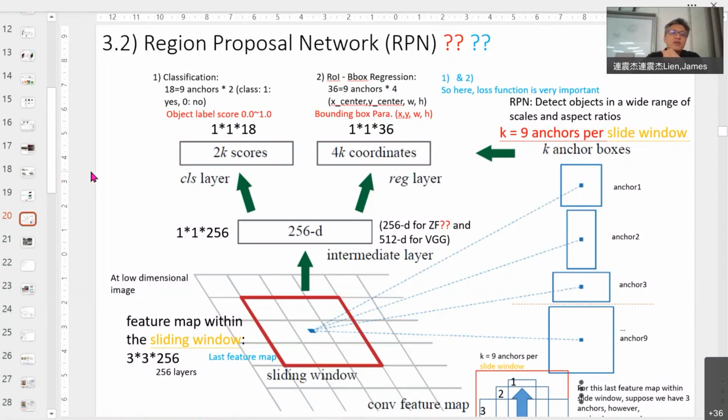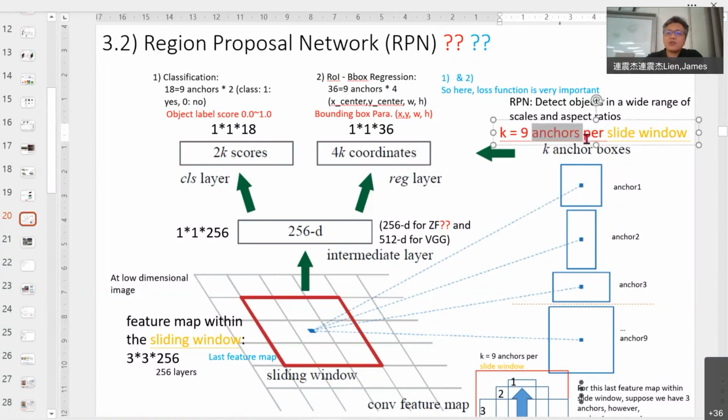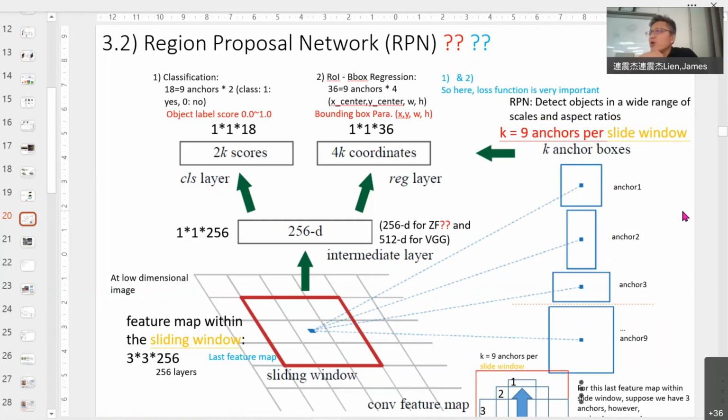FPN is very important. YOLO, FPN, RetinaNet also use anchors. So anchor is very important. What's an anchor? An anchor means a small window. They already designed it so that each grid has 9 anchors. What are the 9 anchors? They include 3 types of ratio. Sorry, 3 types of scales.